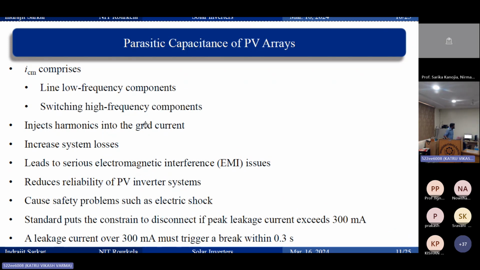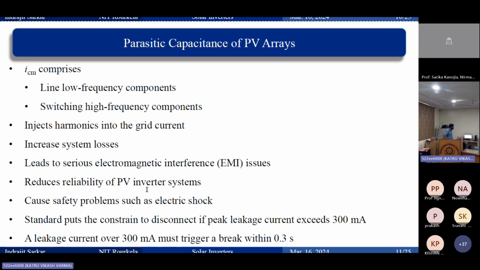So switching frequency, as I already told, if it is PWM, the switching frequency component will definitely be there. So it is injecting harmonics into the grid. We have to limit it. Increased harmonics are going to increase system losses, and EMI issues will be there.